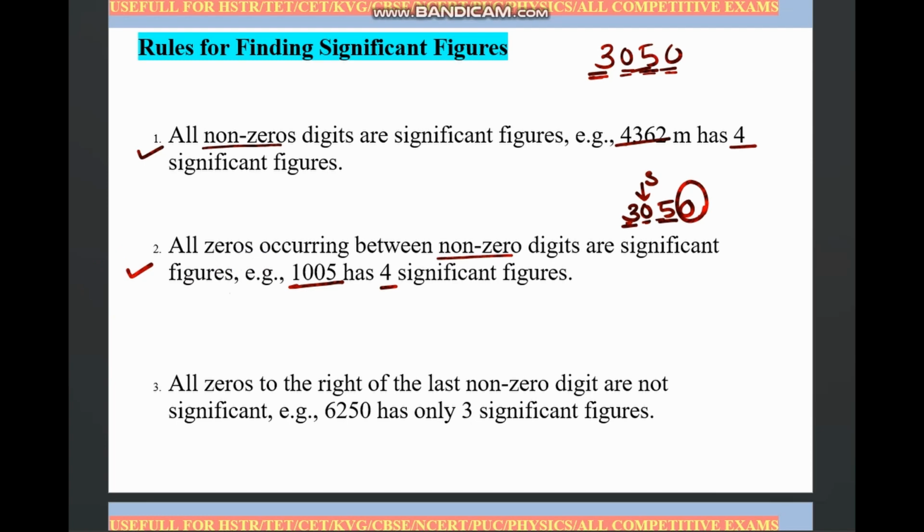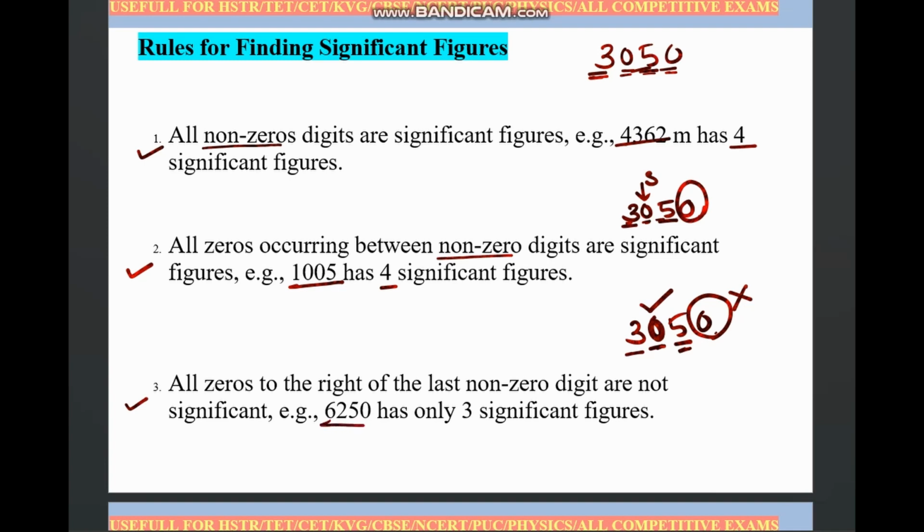Next I will go to rule 3. All zeros to the right of the last non-zero digit are non-significant. So see here in this 3050, 3 is significant according to rule 1. 5 is significant according to rule 1 and 0 is also significant according to rule 2. But see what rule 3 says about this last 0. That is, all zeros to the right of the last non-zero. The last non-zero is 5. Right side of this, the 0 is not significant. Means this 0 is not significant, but this 0 is significant.